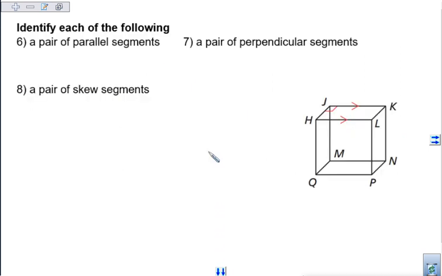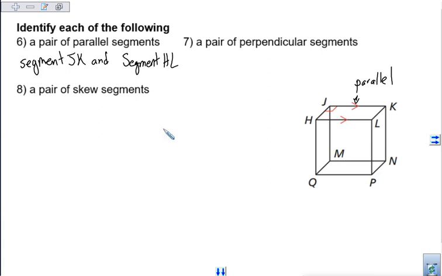Next up, we want to identify each of the following. The first one is a pair of parallel segments. And there's only 2 segments that are parallel because there's only 2 that are marked with arrows. Those arrows tell me that those segments are parallel. So we have segment JK and segment HL. Yes, they need to be in that order because your congruent corresponding parts have to match.